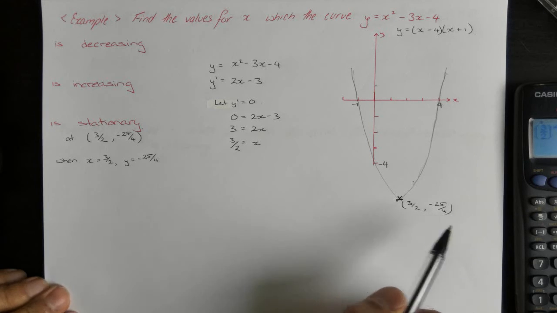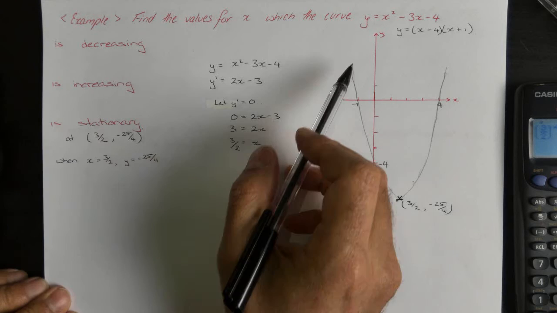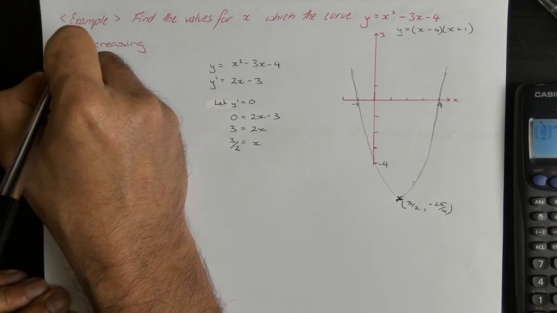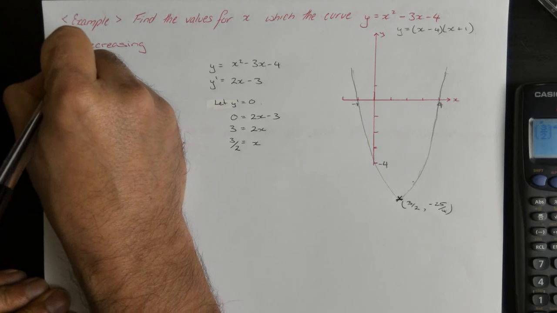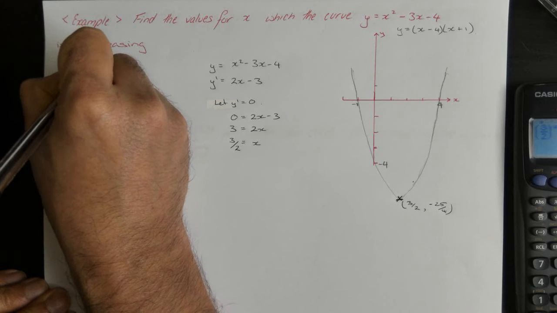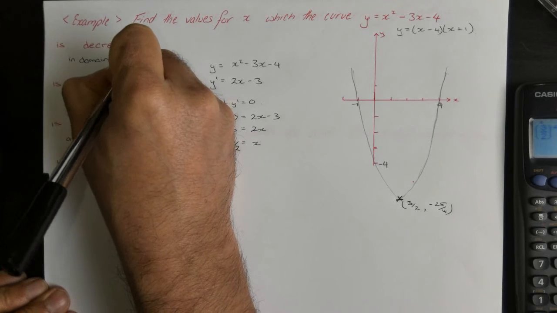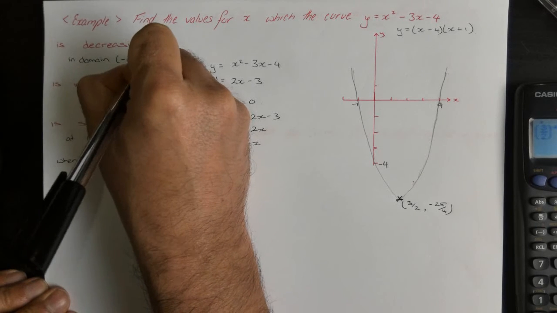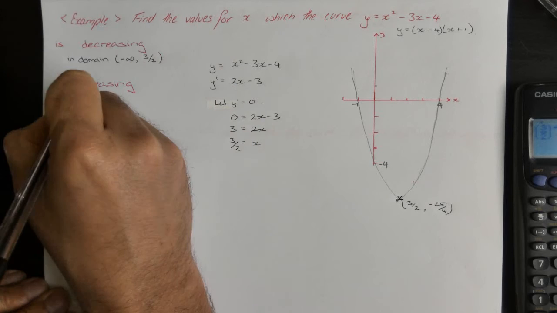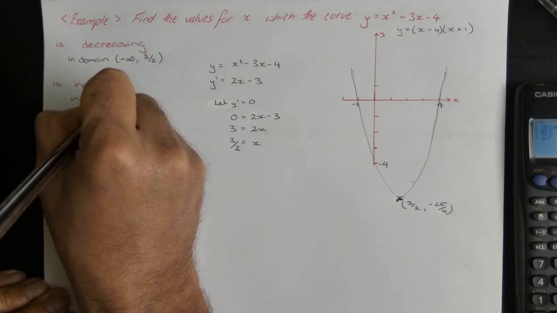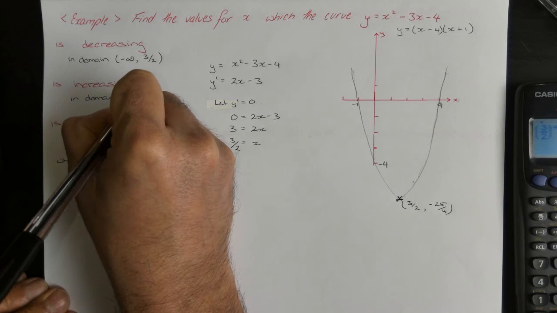When it is decreasing, we know it's going to be decreasing over here. That's going to happen in the domain of -infinity to 3 on 2, and it's going to be increasing in the domain 3 on 2 to infinity.